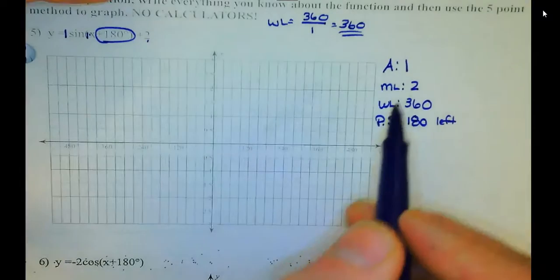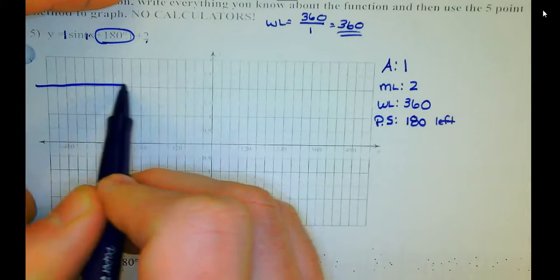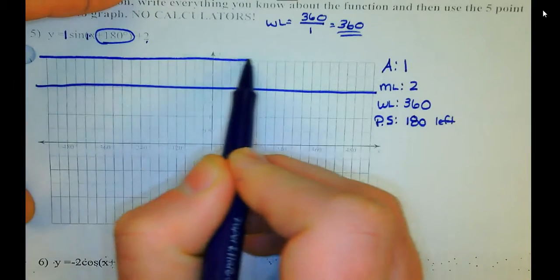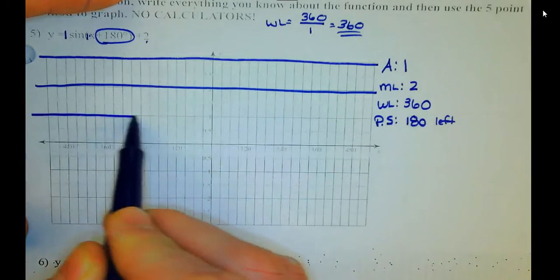Okay, so let's put our midline at 2. Our amplitude is 1. That means we go up by 1 and put a crest line. We go down by 1 and put a trough line.